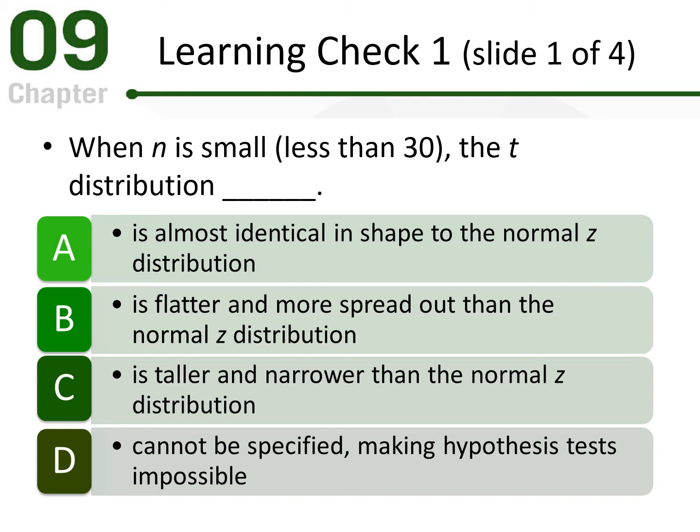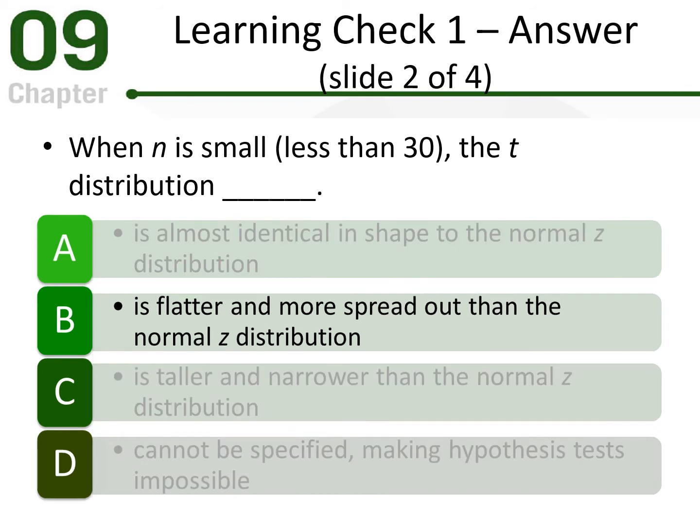Let's take a look at a couple of questions here. So when n is small, when your sample is small, less than 30, the t-distribution is going to be flatter and more spread out than the z. Right? So when you have a small sample, you're going to have a flat t-distribution with thicker tails, and it's going to be a lot harder to reject the null hypothesis. So here the answer obviously is B.